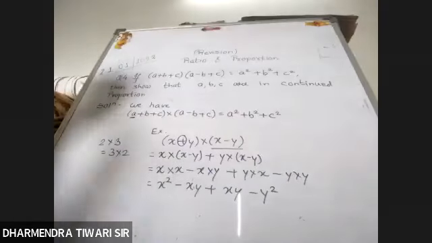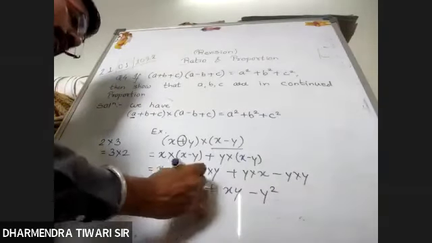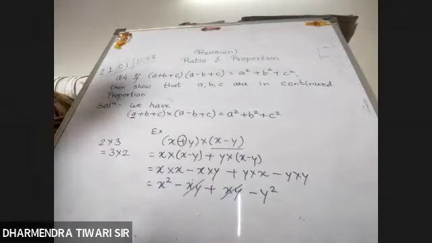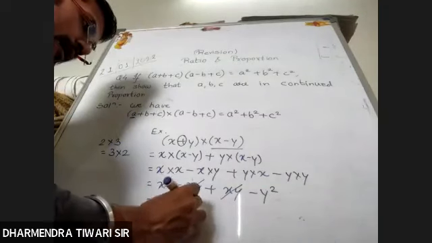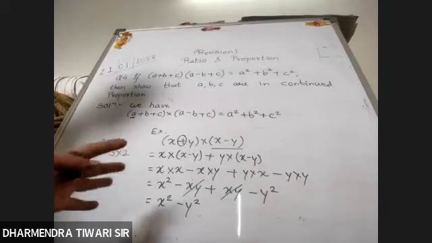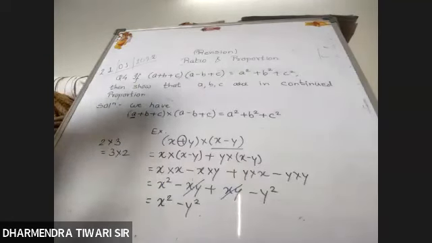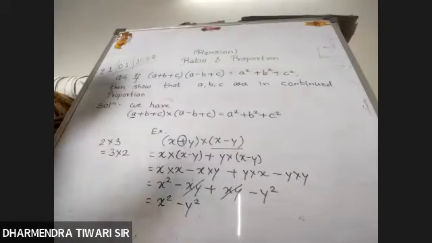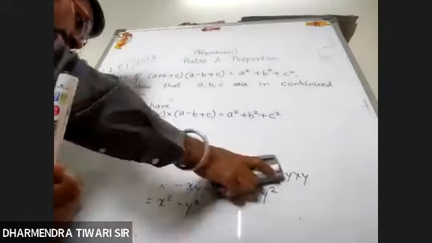Minus y square. Now the terms with opposite signs will cancel each other. As you can see, this is minus xy and this is plus xy, so minus xy plus xy gets cancelled. What remains is x square minus y square. Done. So this is the way to multiply or open the bracket. So we will apply here whatever is given to us, but the difference is that we have 3 terms instead of 2 terms.